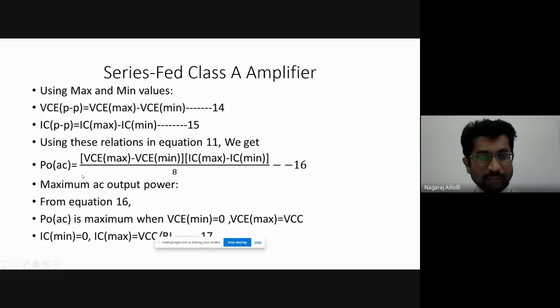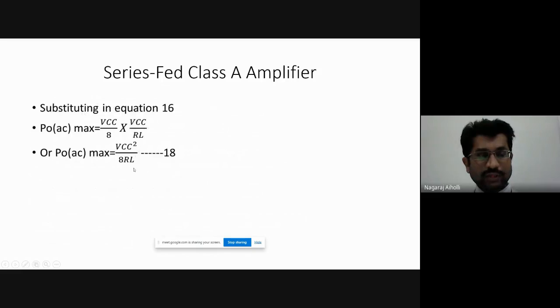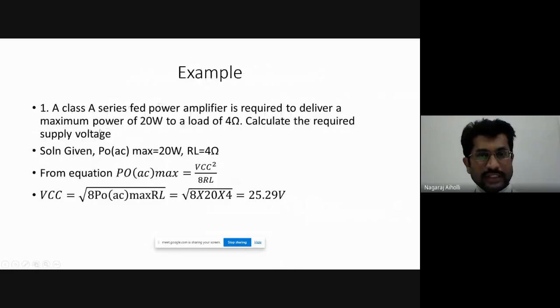The maximum AC output power is obtained when V is maximum and I is maximum. That is, V will be maximum when VC minimum is 0 and VC maximum is maximum, that is VCC, and IC minimum is 0 and IC maximum is maximum, that is VCC by RL. After substituting these values into equation 16, we get P naught AC maximum is equal to VCC square by 8 RL. Okay. So memorize these equations and know the derivation, and accordingly memorize the equations also. And we solved an example on the maximum AC output power, where we found out the value of the DC supply voltage VCC. Is it understood, students?